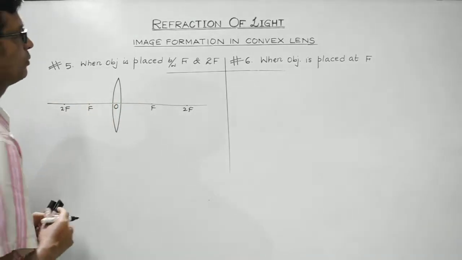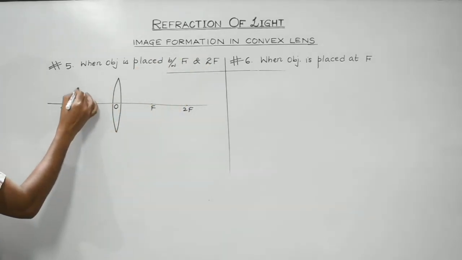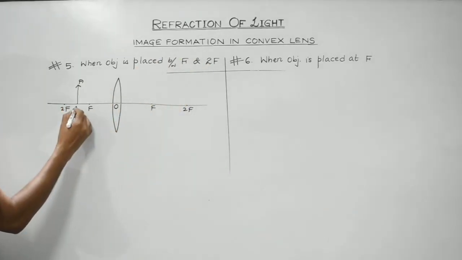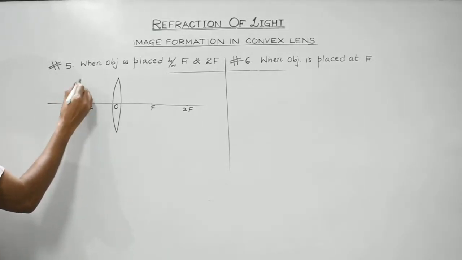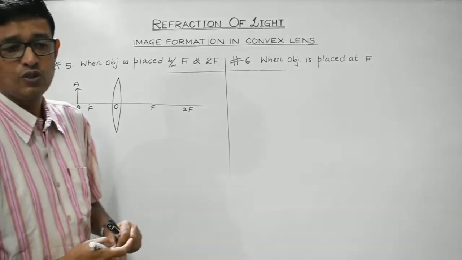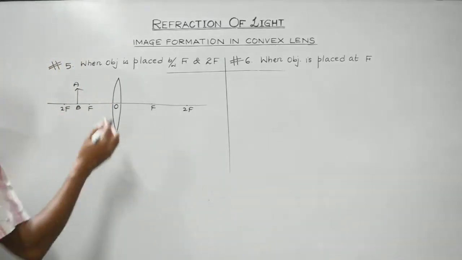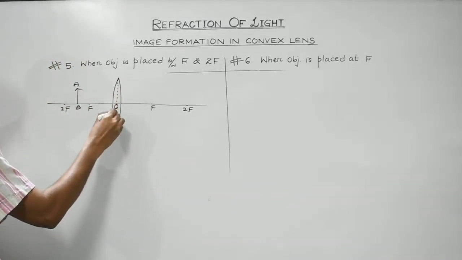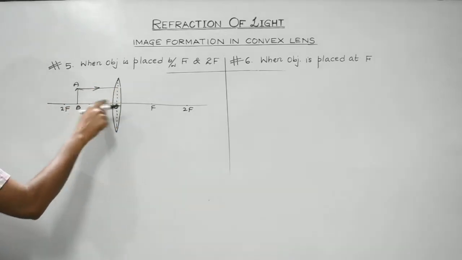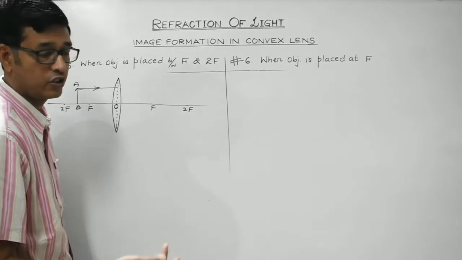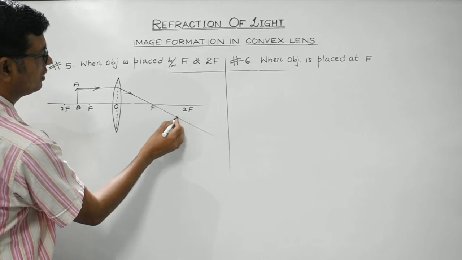As per our objective, this is the case where the object is to be placed between f and 2f, like this. This is the object, suppose AB. Let's make use of the rules. We have got three rules. Let's make use of any two rules. What's the first rule? The first rule is a ray parallel to the principal axis. After refraction, it will pass through the focus like this.